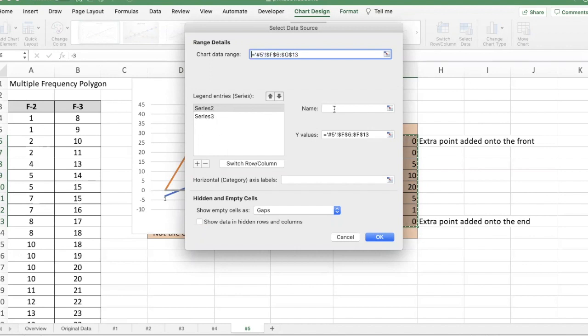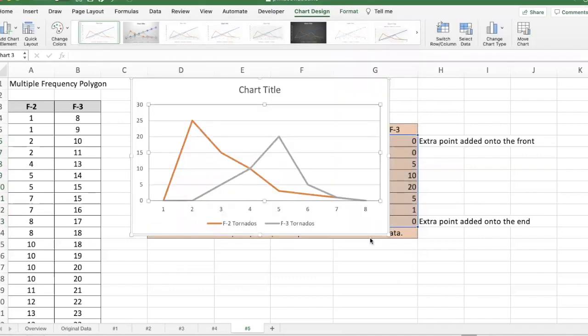Series 2, I want to name it. Those are the F2 tornadoes. All right, and then when we come down to series 3, we're going to name that one the F3 tornadoes. And if I go back up to F2, you can see F3 has changed. So I've got names for them. So those series are all set. I got rid of the blue graph, and I think I'm good to go here. Much better graph there. And you can clearly see the trend.